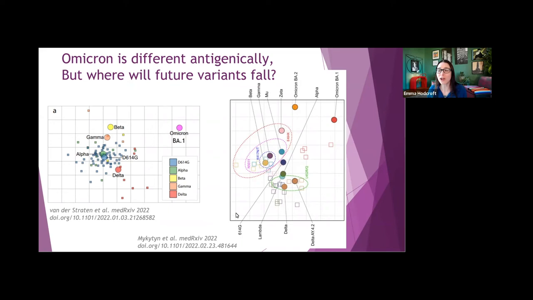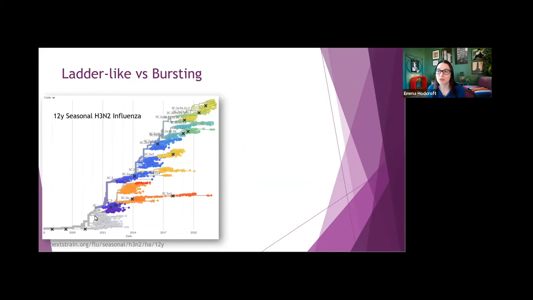And a lot of this unknown comes from the fact that we're still in this phase of SARS-CoV-2 where the virus is actively adapting, figuring out how to be the best virus it can be in humans. Many viruses that we study are ones that have been in humans for a long time. So they are adapted, and we see patterns that are somewhat predictable. For example, in influenza, we see this really beautiful ladder-like evolution. I don't know why we call it ladder-like. I think it's clearly stairs.